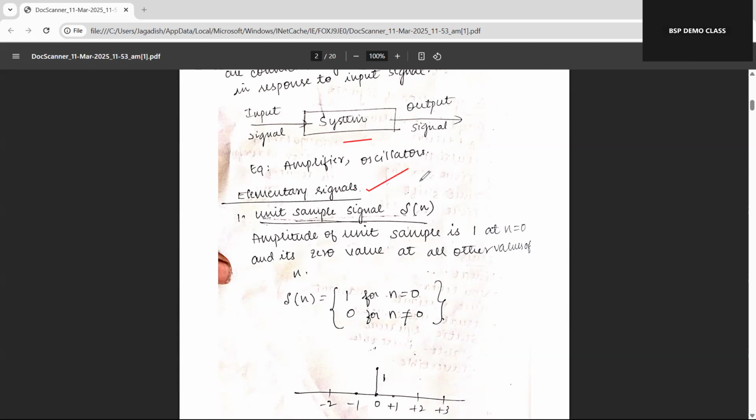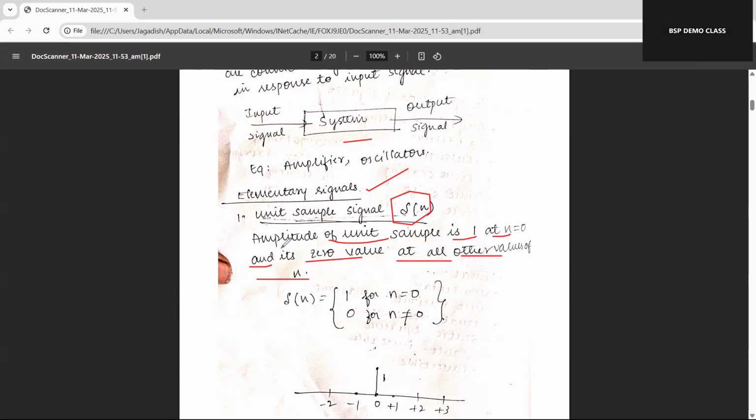Elementary signals, the first one will be the unit sample signal. What is unit sample signal? Unit sample signal, you have to learn it's denoted with del of n. Amplitude of the unit sample is 1 at n is equal to 0, and it is 0 value at all the other values of n.